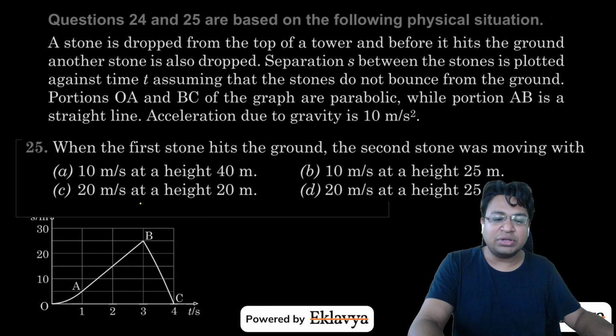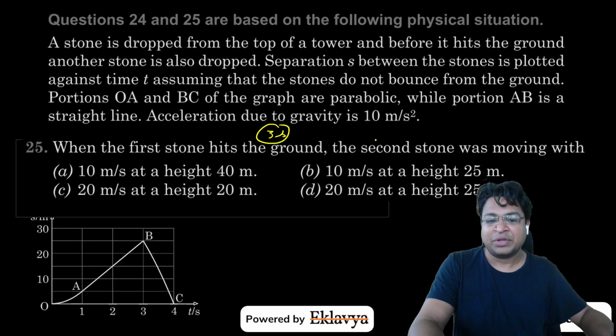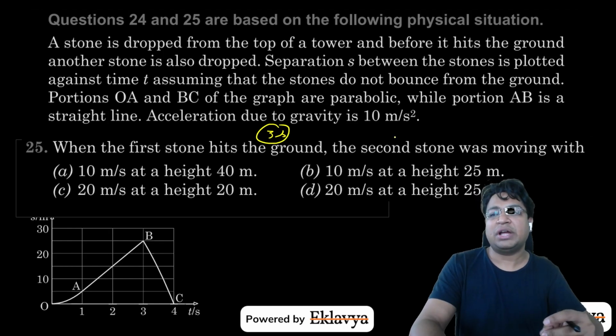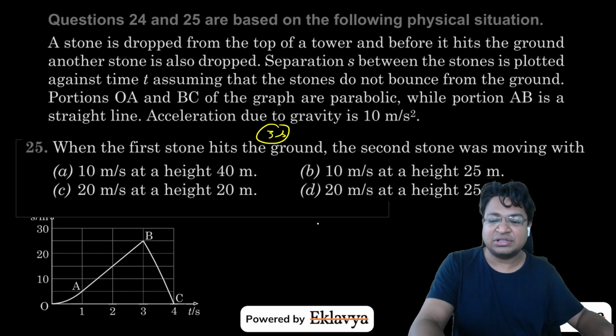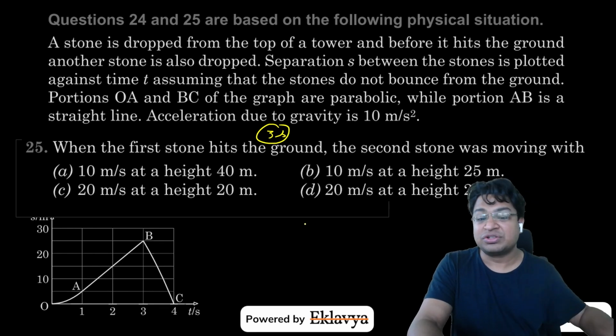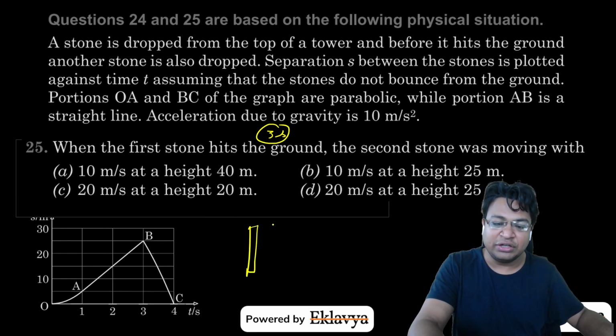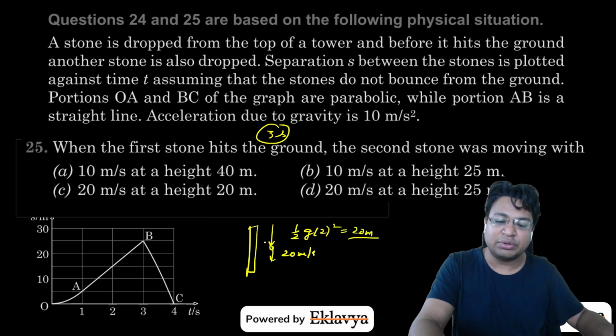That is correct. Now coming to the next question, it asks what is the velocity of the second stone when the first stone hits the ground, that is after 3 seconds. Now, if the first stone has hit the ground and the second stone was released 1 second after the first stone, it has been 2 seconds since the second stone was released. So in 2 seconds, it will gather a velocity of 20 meter per second, that is g into t. Not only that, it will cover a distance of half g t squared, so that is 20 meters. So it has covered 20 meters from the top.